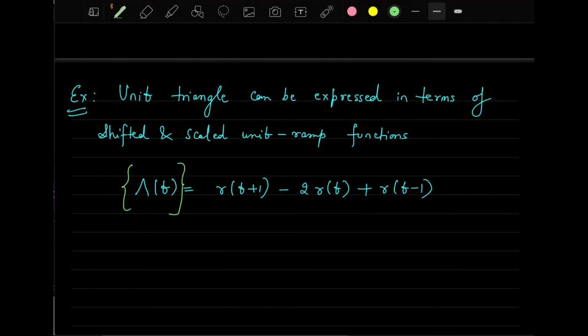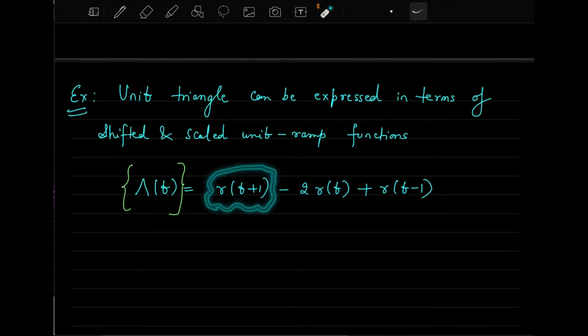Okay, so in this way, this was the last question which we were discussing. Here you see the triangle function that you are trying to represent is represented in this format. So let us see how it is working. Let's focus on the first part.